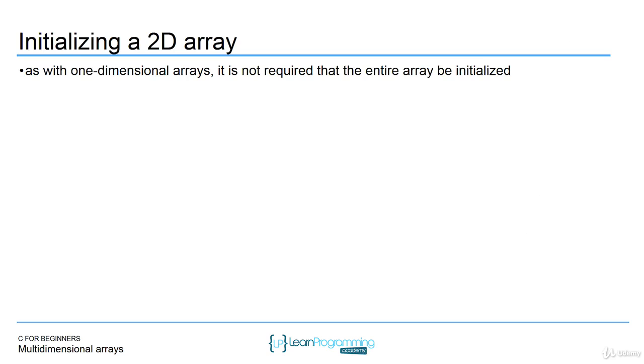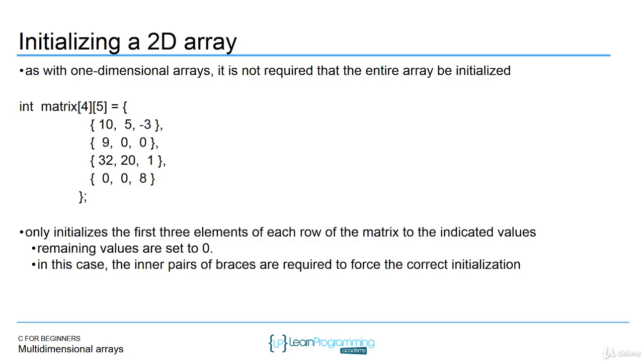As with a one-dimensional array, it's not required to have the entire array be initialized. You can just initialize certain areas. So in this example, we're creating a two-dimensional array with 4 rows and 5 columns. We're only initializing the first 3 elements of each row. So row 1, column 1 is 10. I'm sorry, row 1, column 2 is 5, and row 1, column 3 is a negative 3. And the same for the second row and so forth, 9, 0, 0, 32, 21, 0, 0, 8.